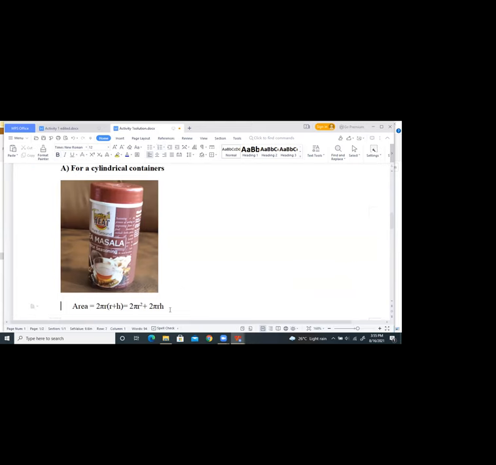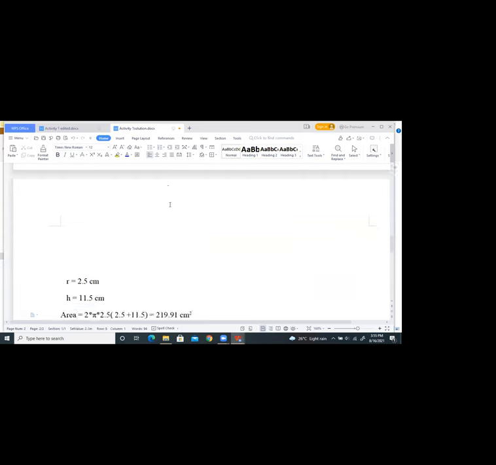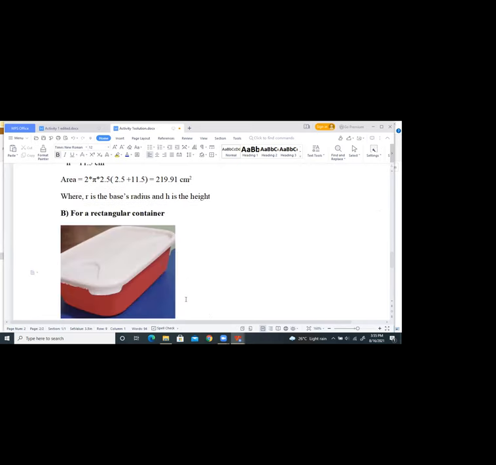So members, remember that your answer is supposed to be in units. Since you're using a ruler in centimeters, the answer is supposed to be in centimeters squared. I got my radius as 2.5 centimeters, and when I measured my height using my ruler, it was 11.5 centimeters. When I inserted these in my formula, I got the answer 219.91 centimeters squared. So that was the area of my cylinder.